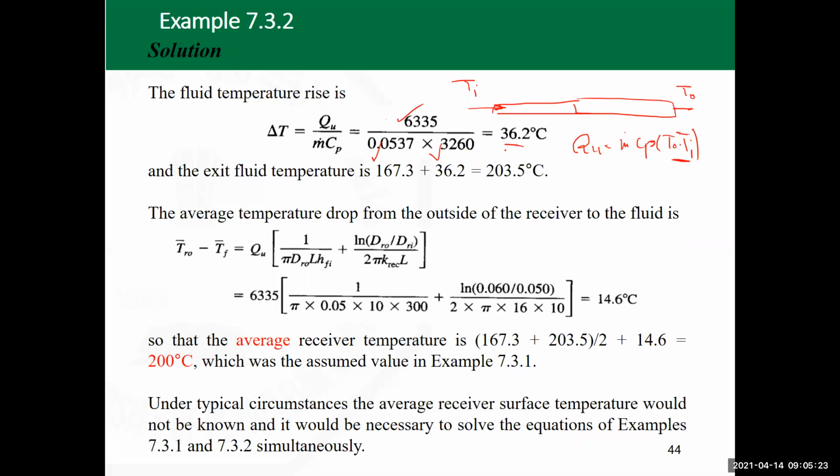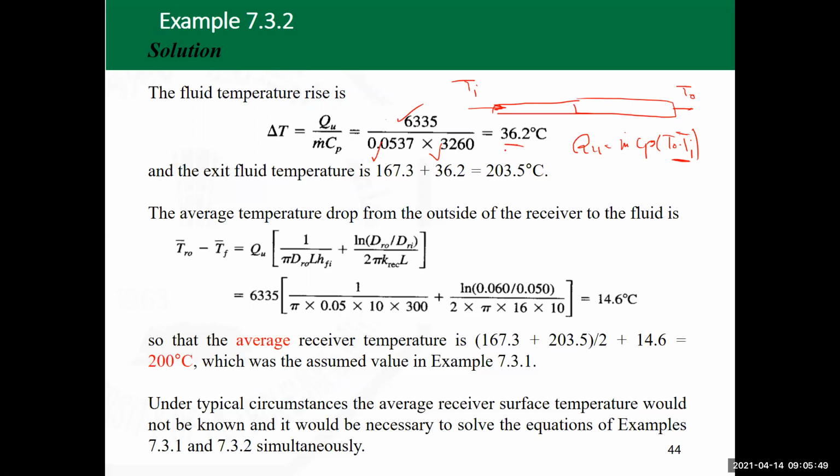If it has entered with a temperature of 167.3, then the outlet temperature is basically 203.5 degrees Celsius. So we're talking about a further increase of the temperature of the fluid from 163 to a little above 200 degrees Celsius.